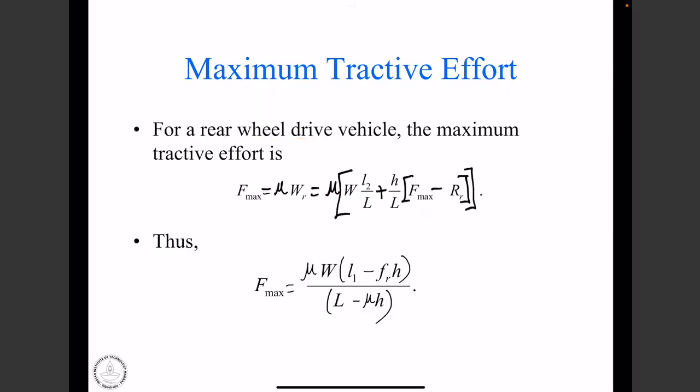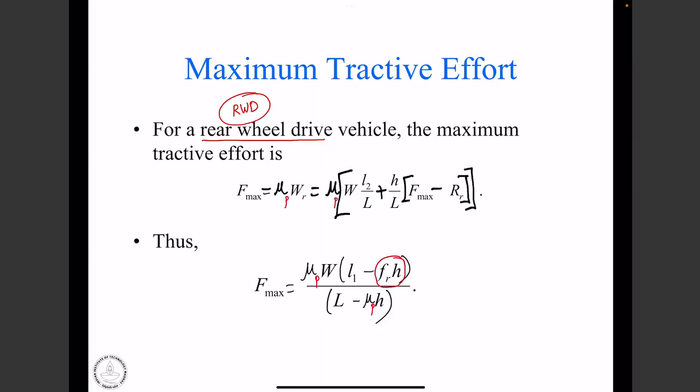Now we do a similar exercise for a rear wheel drive vehicle. Let's call that RWD. If we take a rear wheel drive vehicle, once again the maximum tractive force will be mu P times WR. We substitute for WR, and then we rearrange for F max, and this is what we get. Once again, FRH is going to be pretty small.